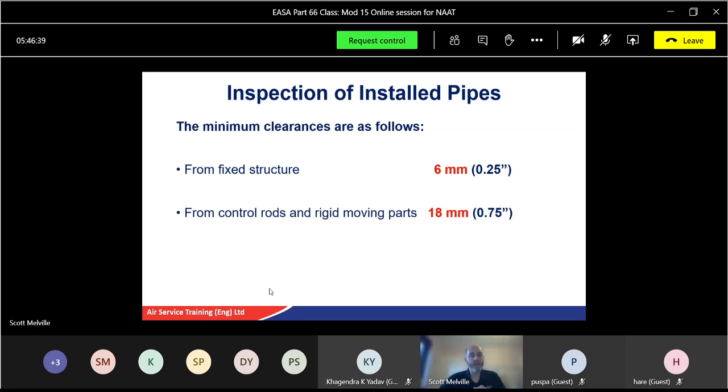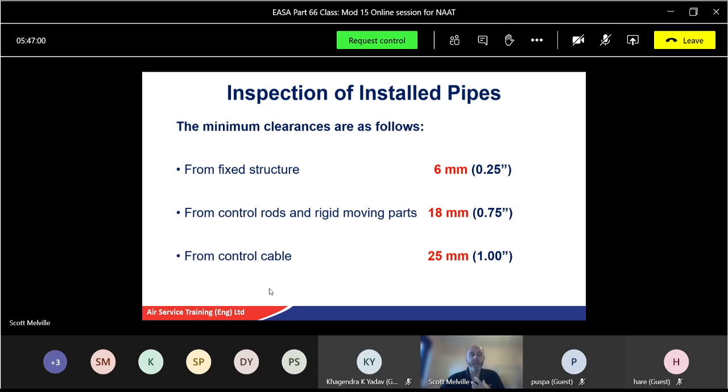From control rods and rigid moving parts, obviously we need a bigger space. We don't want anything to be touching the control rods. So now we go up to about 3 times as much. We're on about 18 millimeters, which is roughly 3/4 of an inch, 0.75 of an inch. So that's from control rods and moving parts.